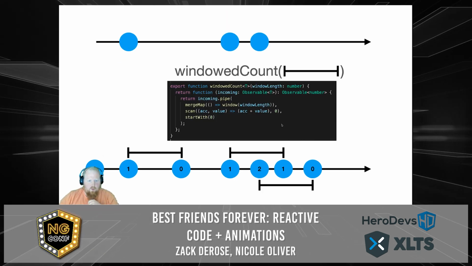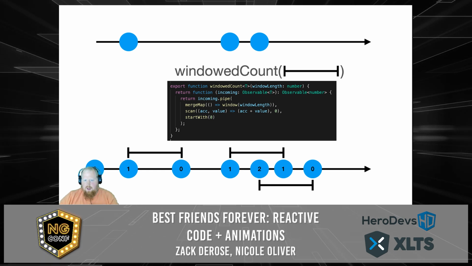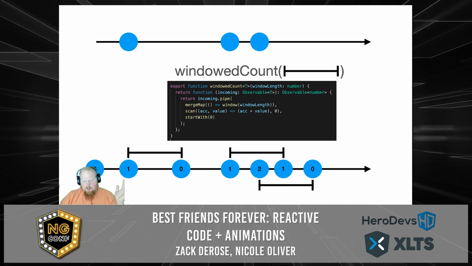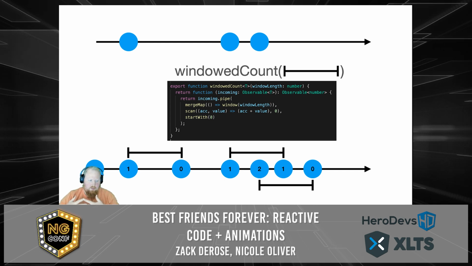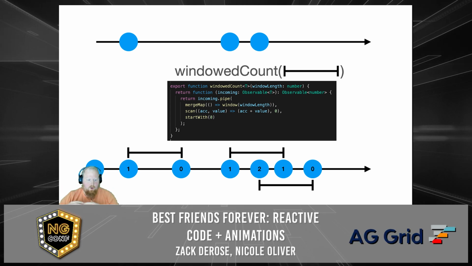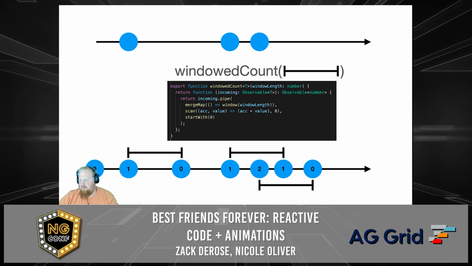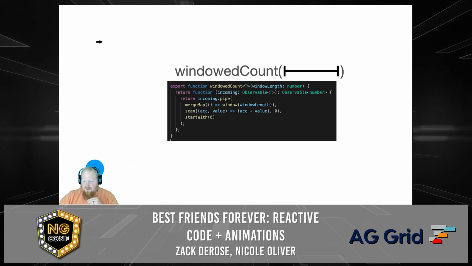We can call it windowed count. You can see here's the code for all of that. So yeah, that is how we can use RxJS to drastically, in my opinion, simplify the code rewrite and make things more reusable and more fun to work with. So yeah, Nicole, going back to you for animations.